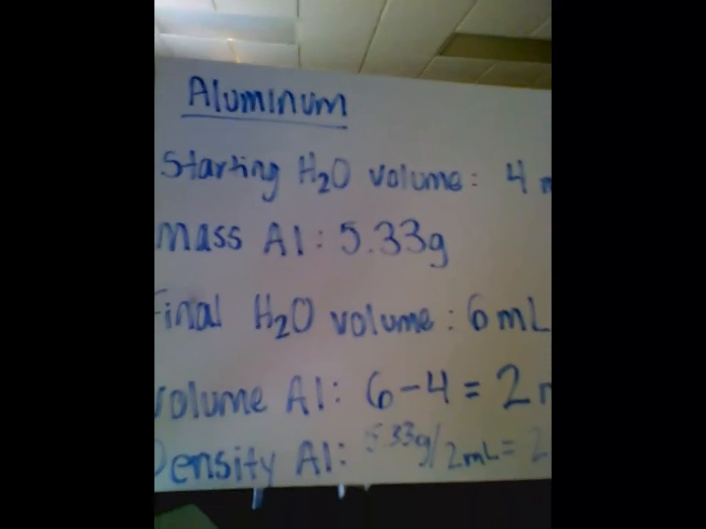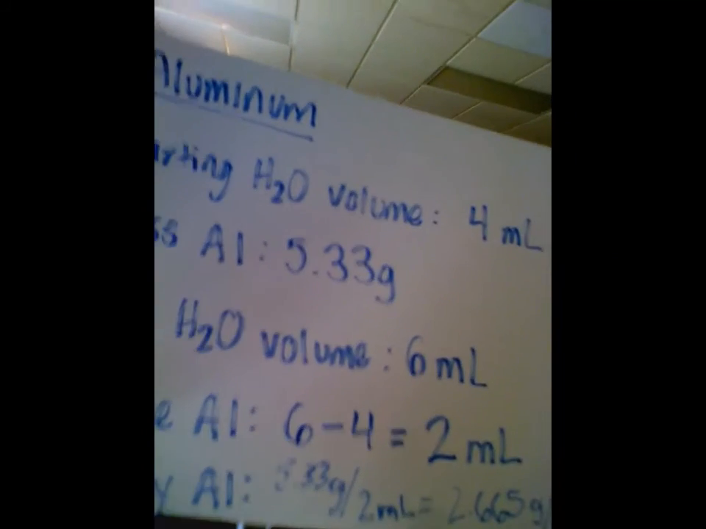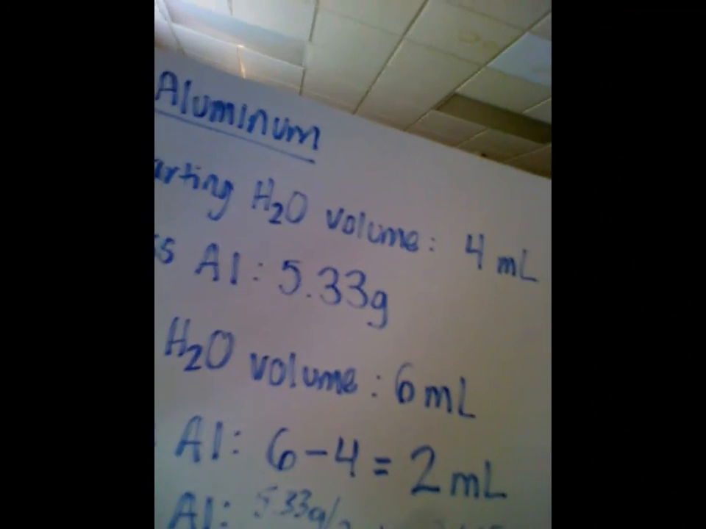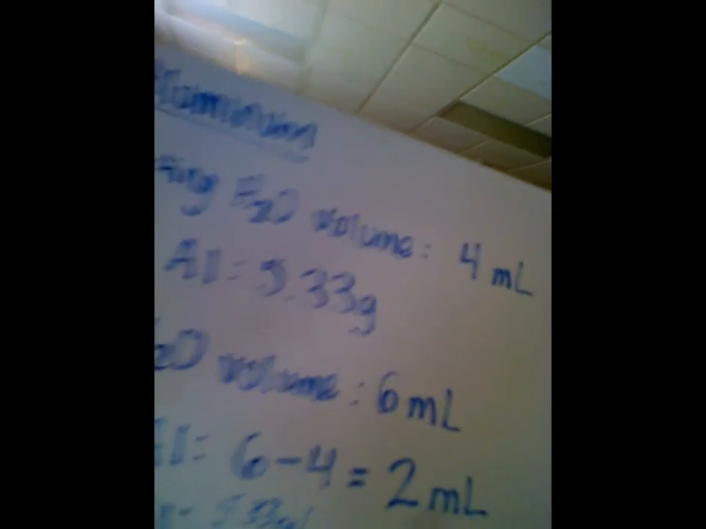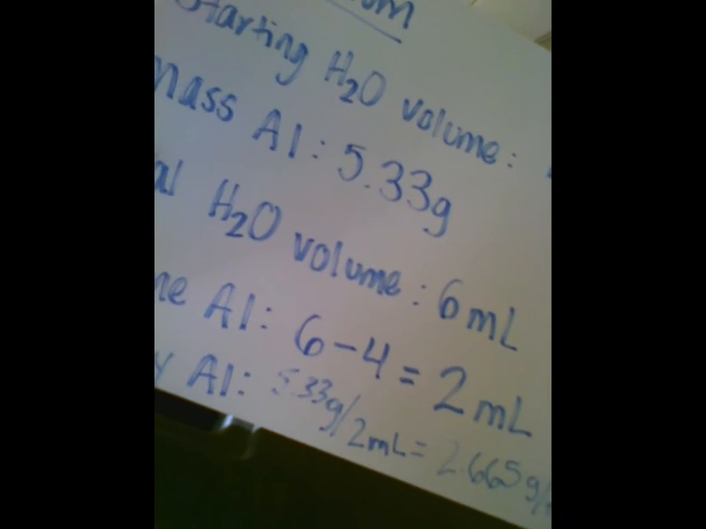Hopefully you can see where all of these numbers come from on my data table. I will put pictures on the next slides of all of them, so you can see specifically the numbers on the balance and the numbers on the graduated cylinder, so you've got those pictures to see like you were collecting the data in lab yourself.